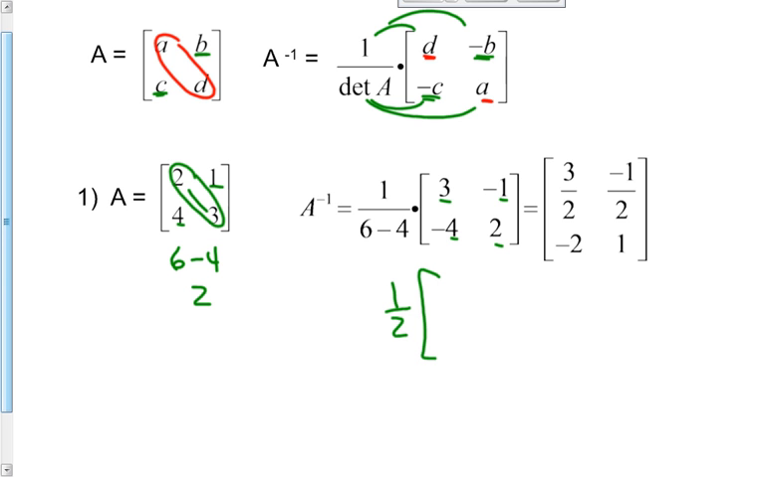Now we can carry out the distribution. And I'll just rewrite this here quick. 1/2 times 3, there's 3/2. 1/2 times -1, 1/2 times -4, and 1/2 times 2. So there's your inverse matrix: 1.5, -1/2, -2, and 1.